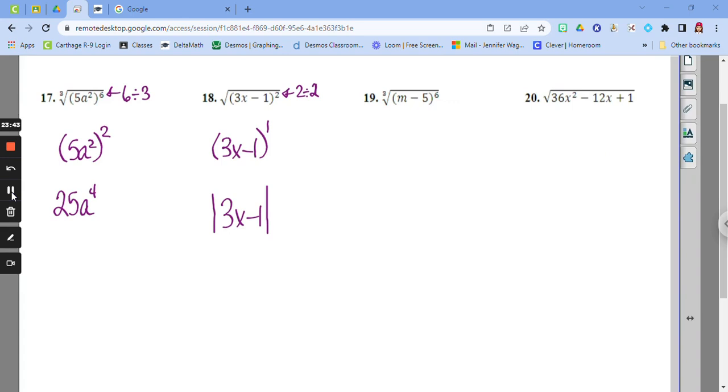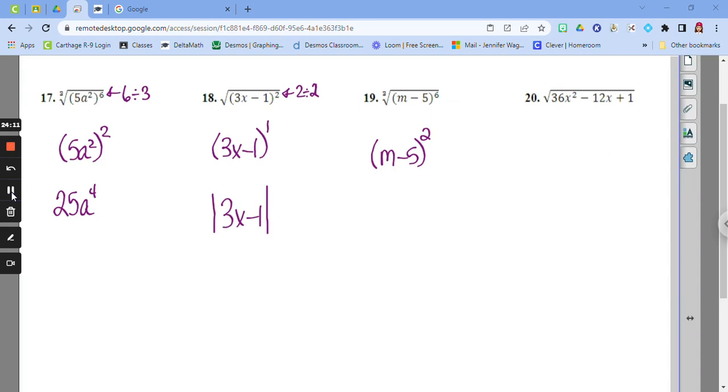On 19, I'm going to take the exponent of 6 divided by 3. Don't multiply that out. Unless you just really want to, but don't. Because from that answer, I can clearly see you followed the correct rules to simplify that radical. All right, number 20.